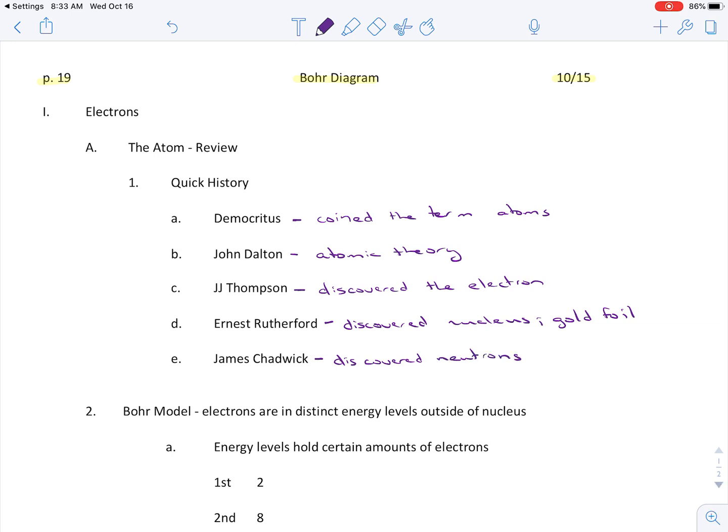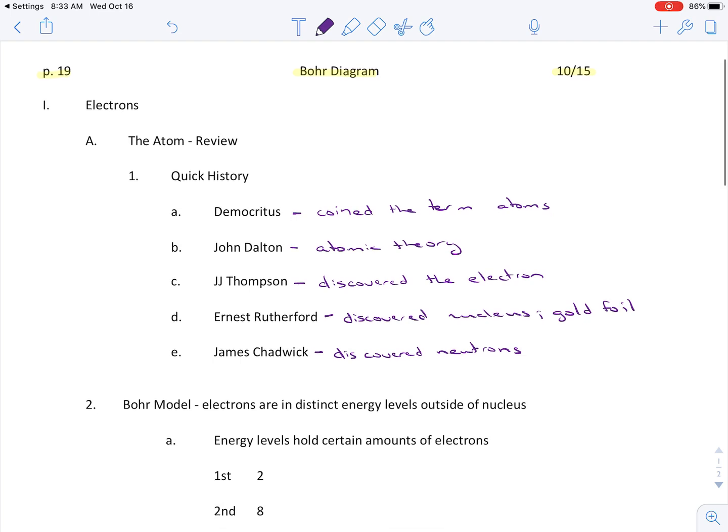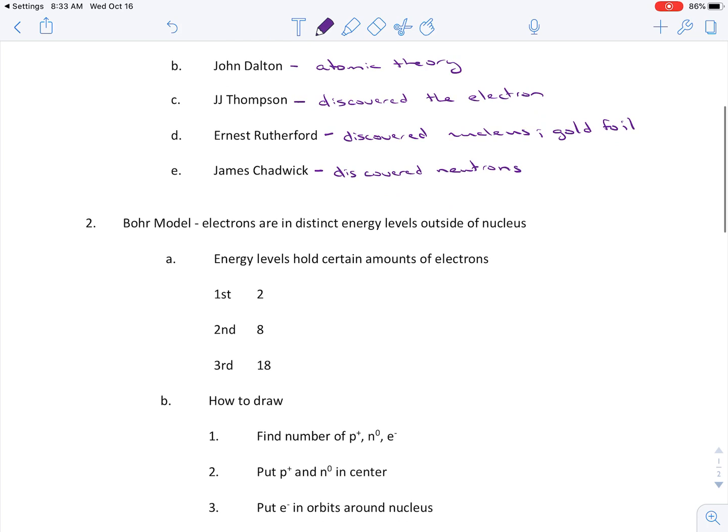And a scientist we skipped as we were going through these was Bohr. Niels Bohr actually gave us a model that we use today. It's kind of advanced, but we're going to take it a little bit at a time, and we're just going to take a little piece of it and use it as a model to draw atoms. And so what Bohr said was that electrons are in distinct energy levels outside the nucleus. So he gave us those orbits around the nucleus. So that was one thing we hadn't had up till that point. They weren't sure where the electrons were. They just knew that they were there.